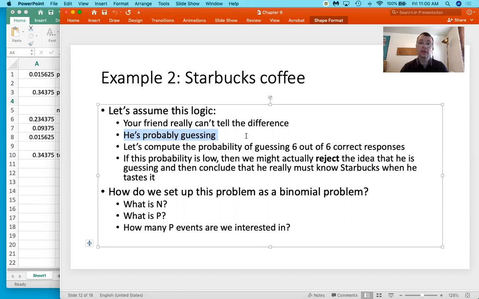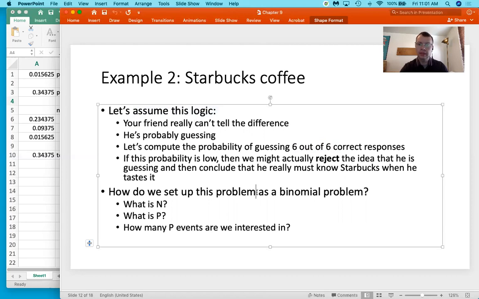Okay? Now, if we have our friend do the experiment, let's say that he actually gets all 6 out of 6 correct. If he does that, and the probability of that result happening, if he's truly guessing, is low, then maybe our logic is flawed. Maybe we could reject the assumption that we're making, right? So this logic will develop in the next chapter.